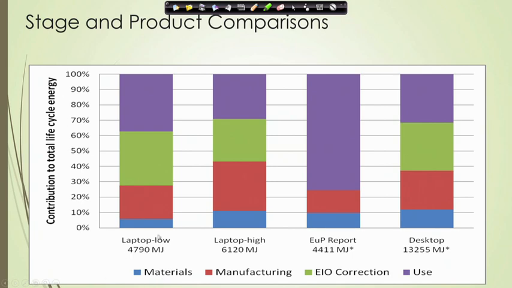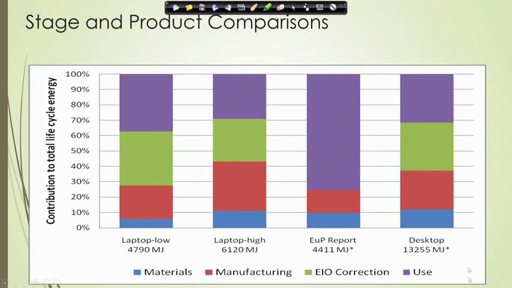So, in terms of the material used, you see that at the bottom. Manufacturing is kind of in the middle, and it tells you based on the different manufacturing methods. You have different values out there for the heavy duty laptop to the lower variety of laptop. The EIO correction is just to get rid of the uncertainties in there.